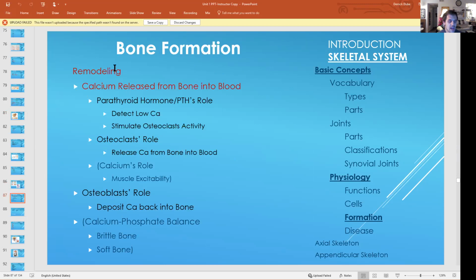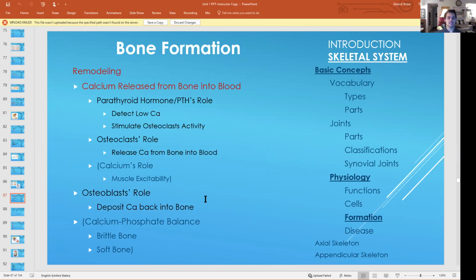So the osteoclasts are going to be stimulated by parathyroid hormone. There are a number of things that help detect low calcium levels, and that's going to stimulate the parathyroid to secrete parathyroid hormone. When we talked about hormones, osteoclasts have specific receptors for that, and that's going to make them more active. They get this little signal and start releasing calcium from the bone back into the blood. And then an osteoblast is going to come along when it's not needed and start putting it back.